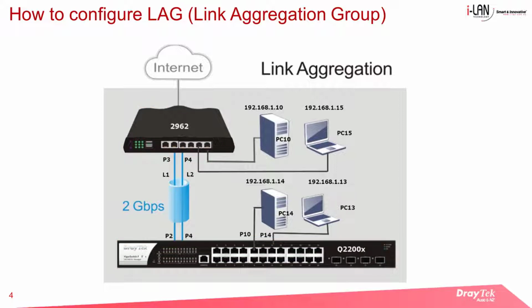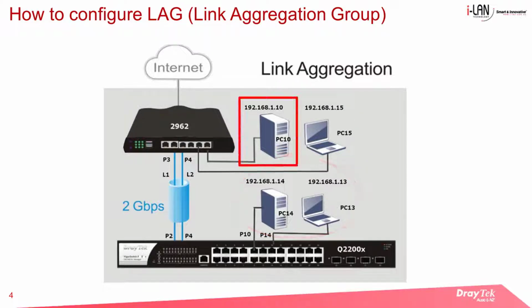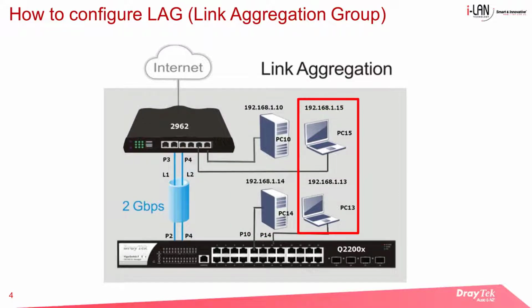And also we have two pairs of PCs communicating with each other simultaneously using the iPerf program while measuring the traffic speed. Note that PC10 with IP address 192.168.1.10 will be communicating with PC14, and PC13 will communicate with PC15.